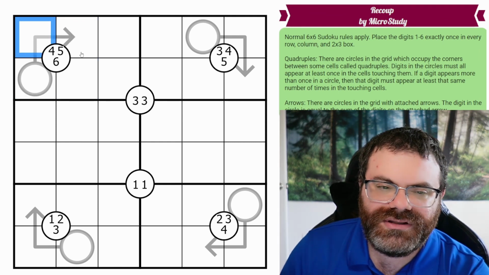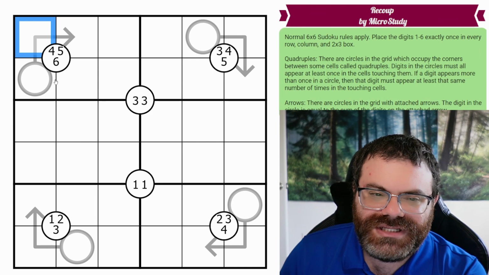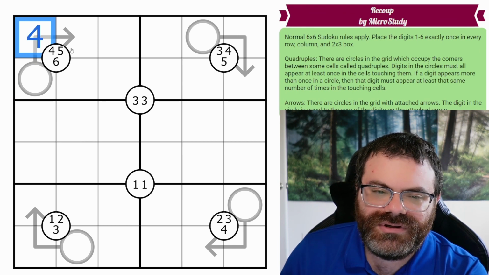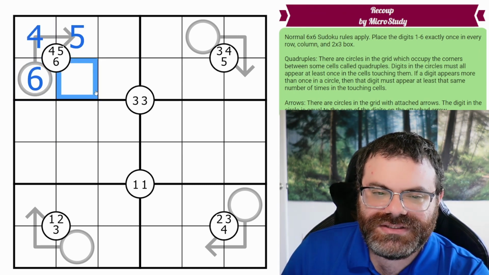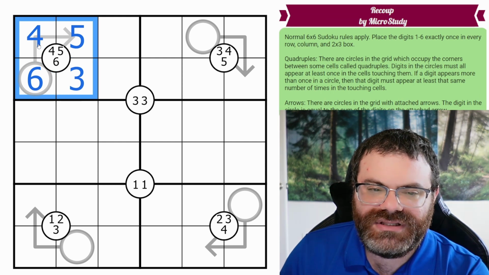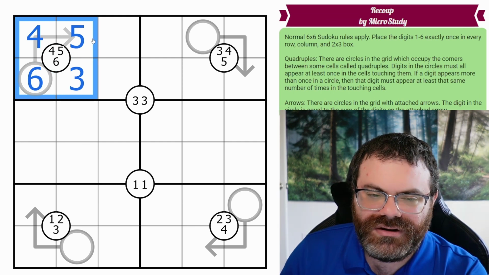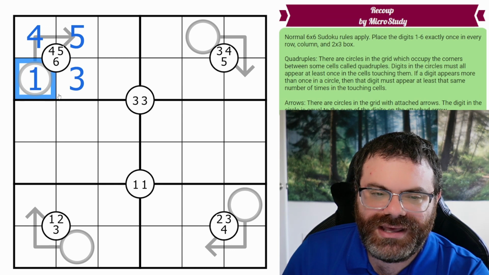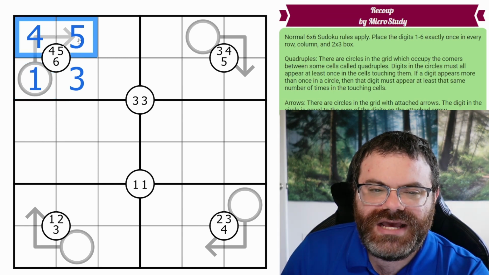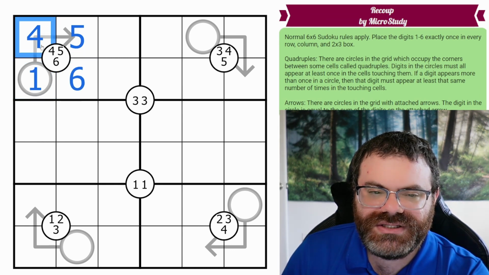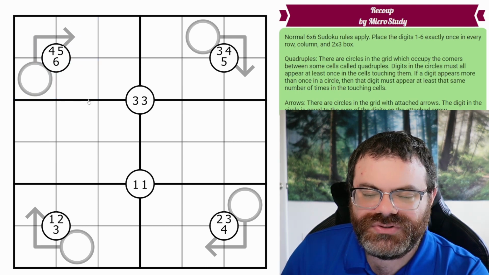So one way to fulfill this, let's ignore the arrow for a second. One way to fulfill this would be 4, 5, 6 like this. And this could be, say, a 3. And because we have at least one 4, at least one 5, at least one 6, we are good to go on this quad. What we can't do is something like this because we have a 4 and a 5, but we're missing the 6. We must include a 6 somewhere. So that's how quadruples work.